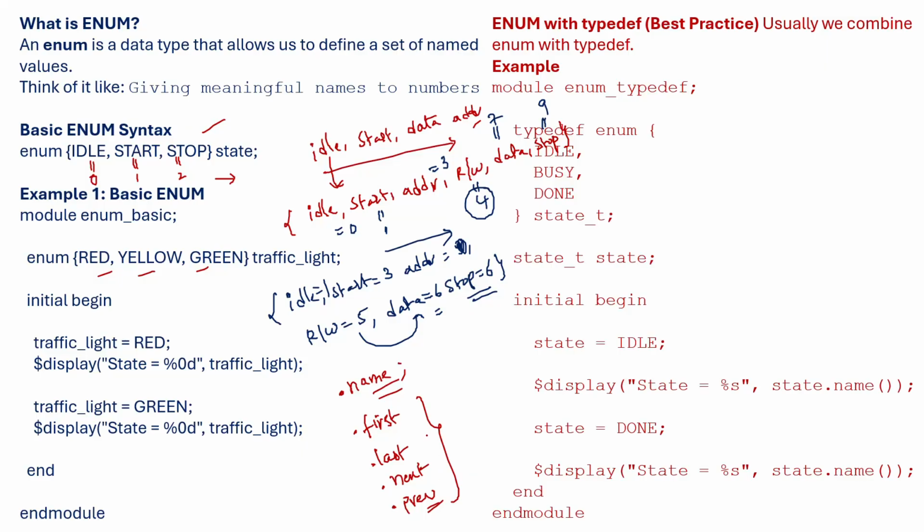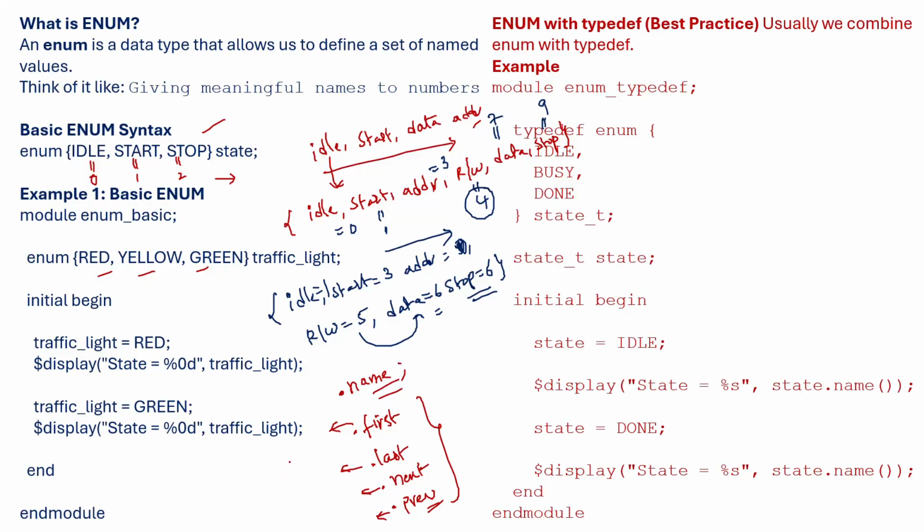That means I want to get the first name, I want to get the last name, I want to get the next name, and then the previous name. Okay, what is the previous name, what is the last name, what is the next name, I need to get that. Okay, based on this we will get that.